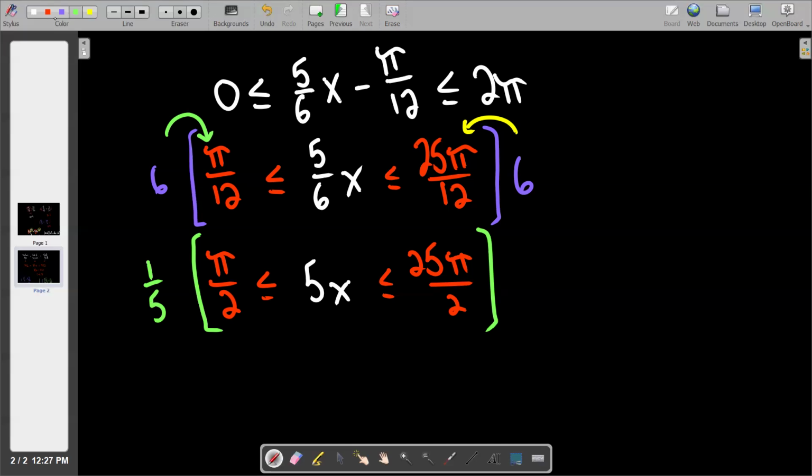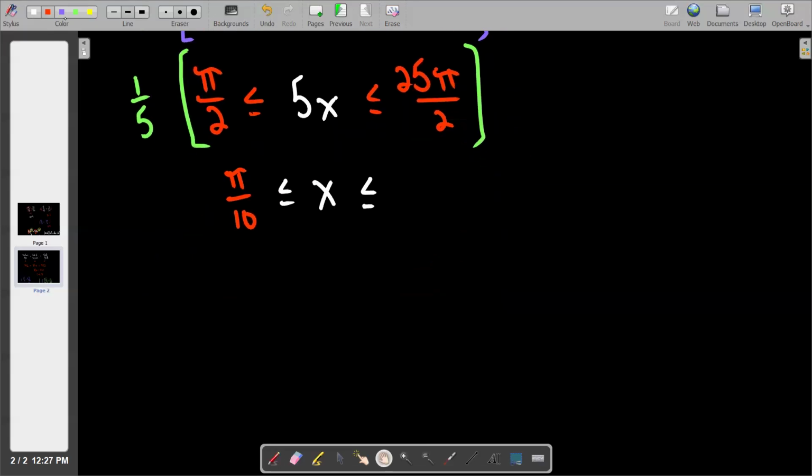But at the end of the day, what it comes down to is we have our left boundary set at pi over 5 times 2, pi over 10, is less than or equal to x is less than or equal to, and then what's the right side going to be? Exactly. 25 pi over 10, which is 5 pi over 2.